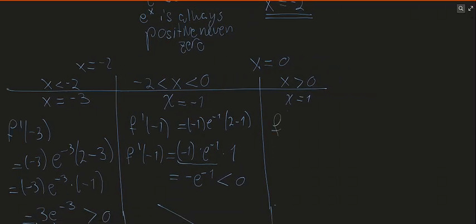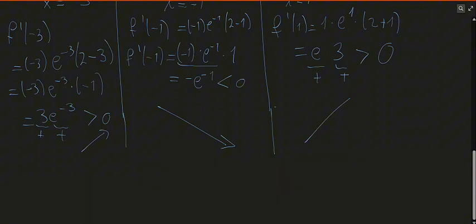F prime of 1 is going to be 1 times e to the 1 times 2 plus 1. Okay. Well, 1 times anything, that's going to leave it unchanged. This 1 times doesn't actually do anything. Anything times 1 remains unchanged. 2 plus 1 is 3, so you got e times 3. And so this is positive, and so is this. So the final answer is going to be positive. And so it is increasing like this.